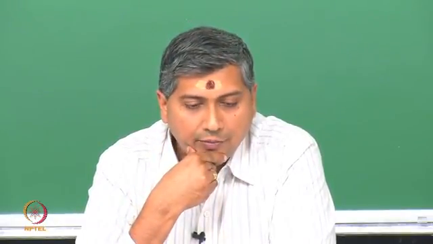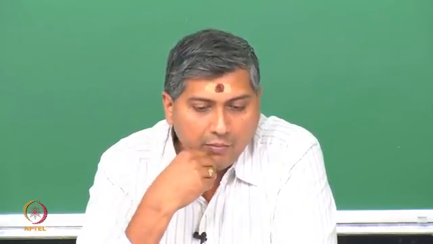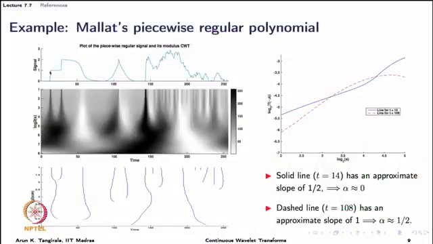I am not talking of the latest edition, but the previous edition. And here Mallat uses a very nice signal. It is called a piecewise regular polynomial, you can say so. So here you have discontinuities of different types. In the beginning I have a discontinuity here, and then a smoother one, because this kind of jump is different from the jump that you see here.